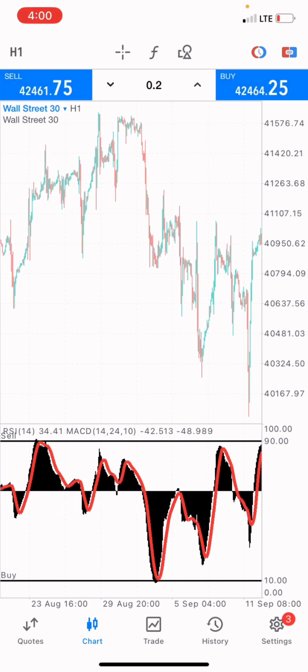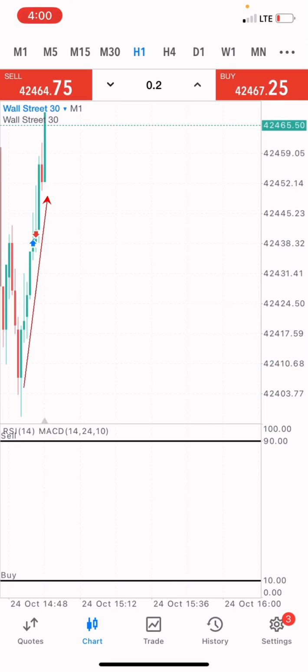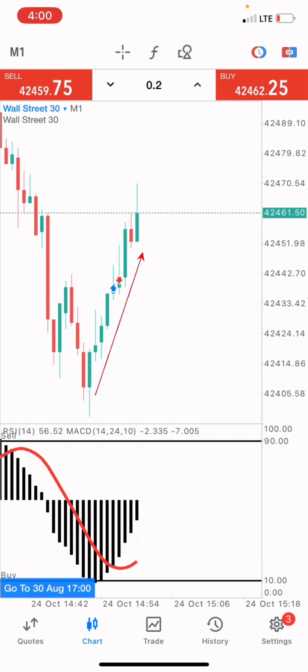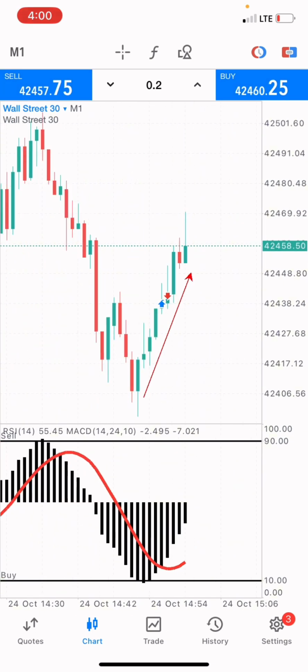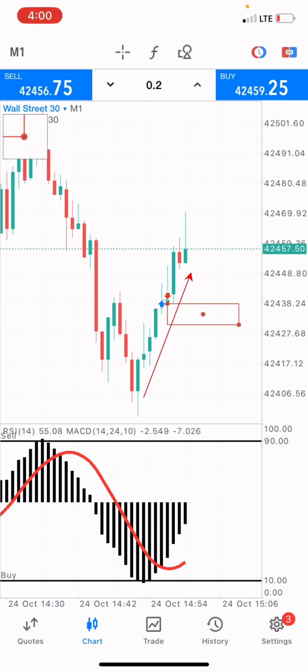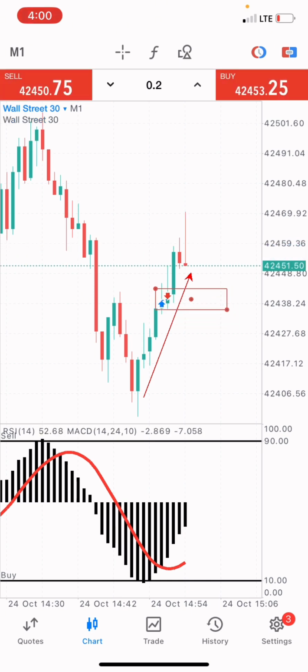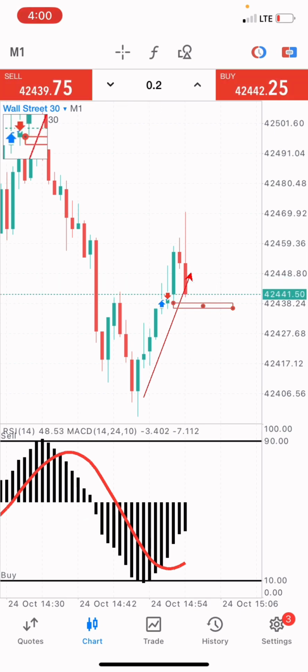All right, so when you're trading this US 30 market, this is one of the best strategies that you can use to trade this US 30 market and make profit successfully. All right, so this was where I ordered this trade and I exited at that point in time.